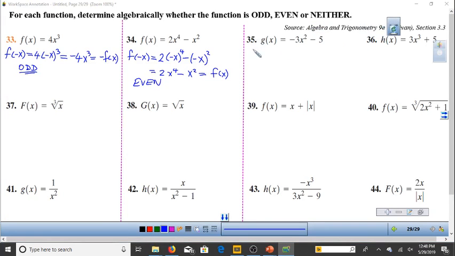For number 35, again, I replace my x with negative x. And when I simplify this, I get the original expression. And because of that, I know I'm dealing with an even function.